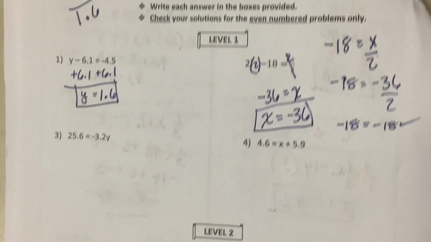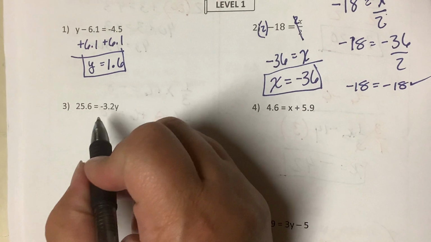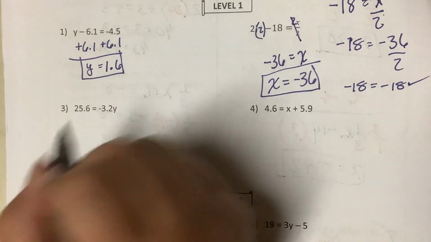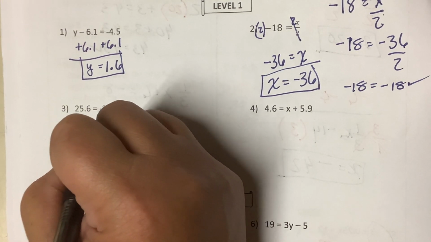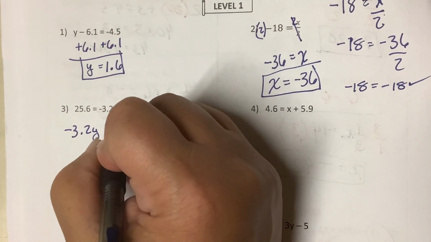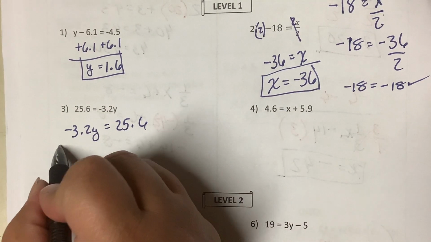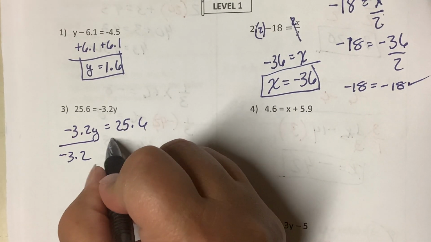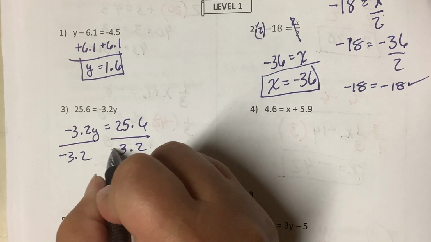All right. Now let's try the next problem. Okay. This is also backwards. I hate that. I'm going to fix it before I even get started. Negative 3 and 2/10 y equals 25 and 6/10. Divide both sides by negative 3 and 2/10. It's got to be negative.